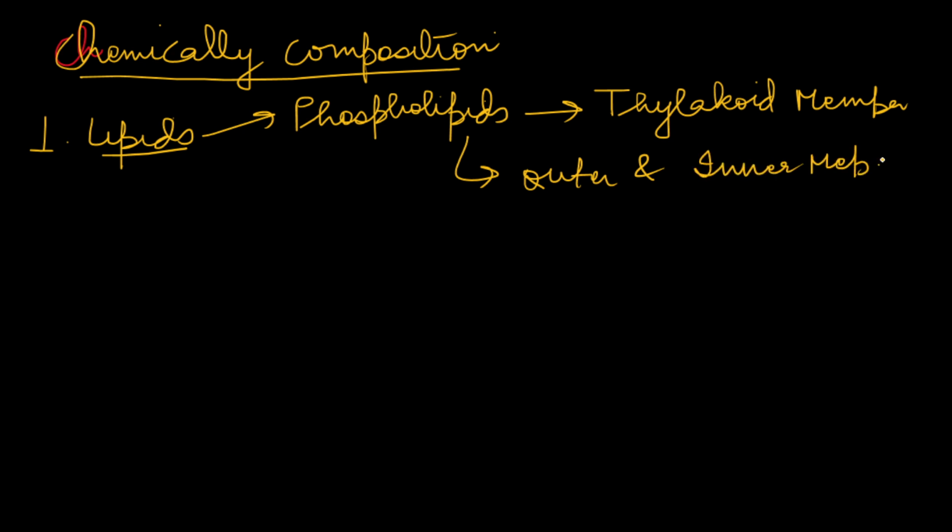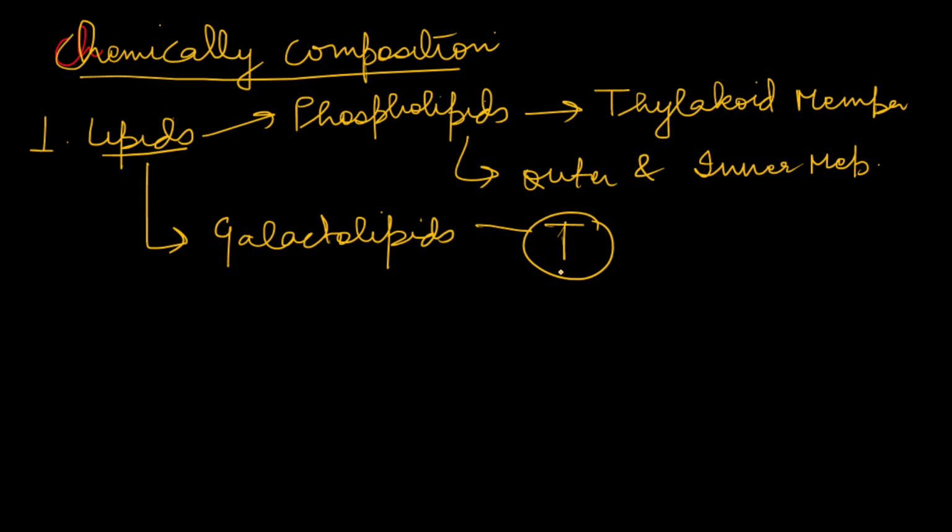Next we have galactolipids. This is phospholipids, then we have galactolipids. Galactolipids is also the main component of thylakoid membrane only. Sorry, it is the main component of thylakoid. The phospholipids is the main component of membranes, but here galactolipids is the main component of thylakoid membrane only. Do not confuse.